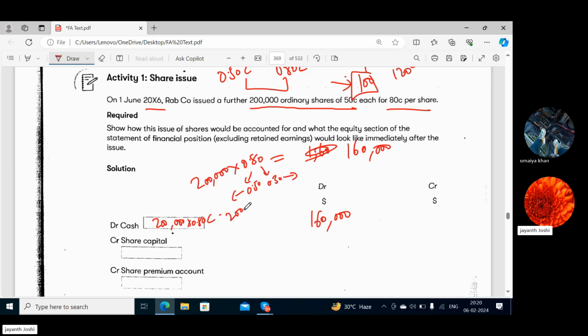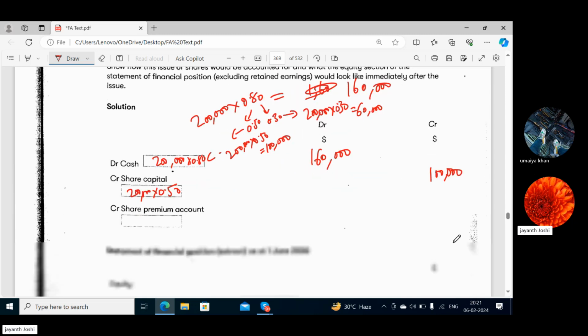So 200,000 into 50 cents is 100,000, which is share capital. And then the premium, 200,000 into 30 cents, is 60,000, which will go into the share premium account. So this makes sense. The debit and credit totals are the same.